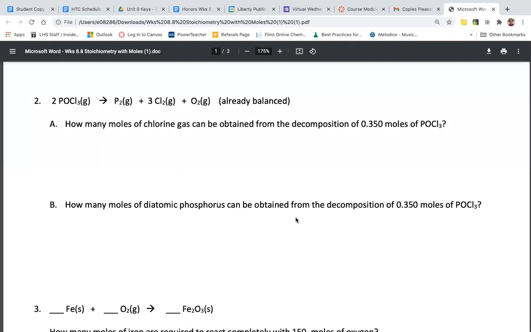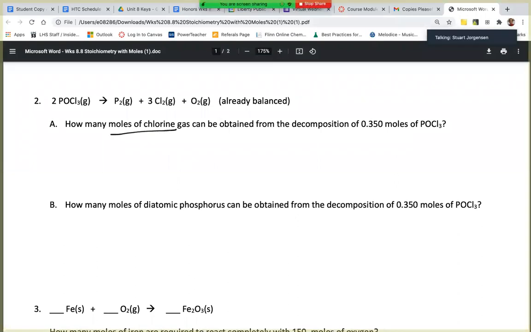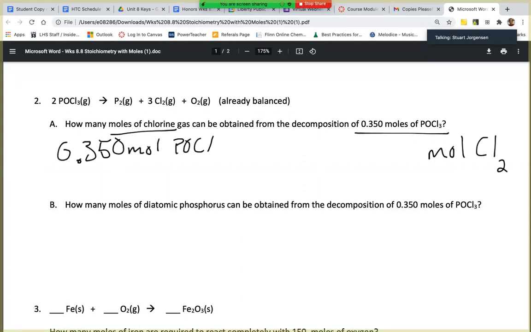All right, cool. So number 2 is already balanced for us. We're looking at this POCl3 particle decomposing into all of its different elements. Part A says, how many moles of chlorine gas can we make? So our question word here is how many. We're looking for moles of chlorine gas, Cl2, from the decomposition of, here's our given, 0.350 moles of POCl3.